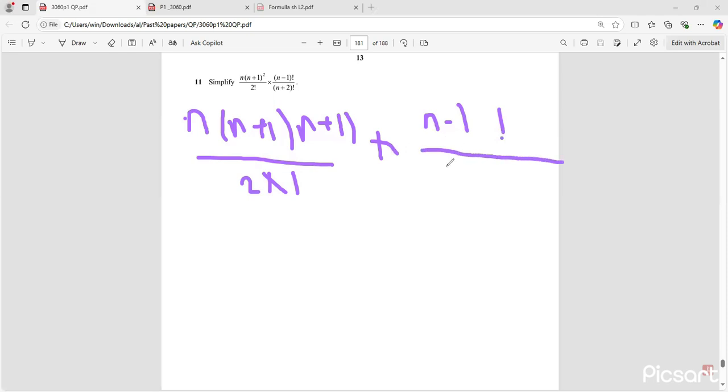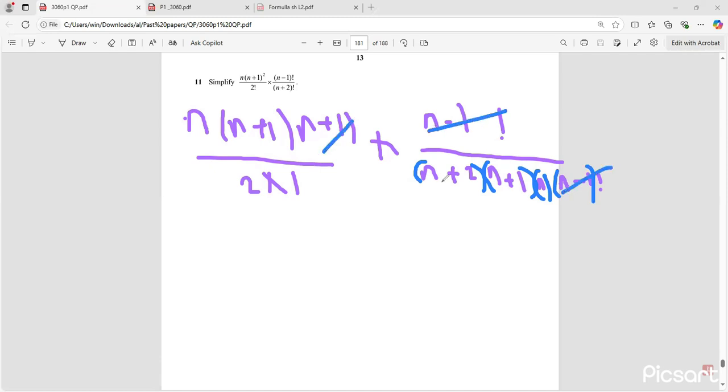Dividing by (n plus 2), (n plus 1), and (n minus 1) factorial. Okay, let's close them with a bracket. (n plus 2), (n plus 1), and (n minus 1) factorial.